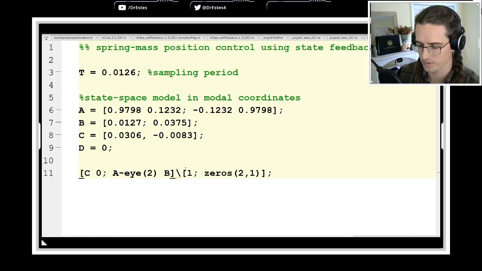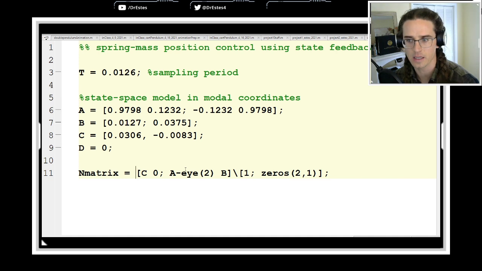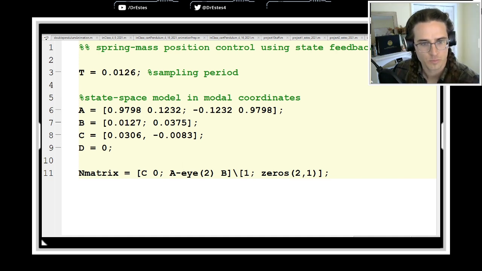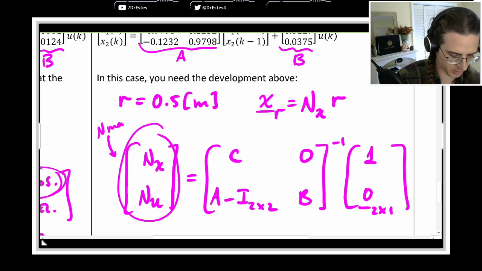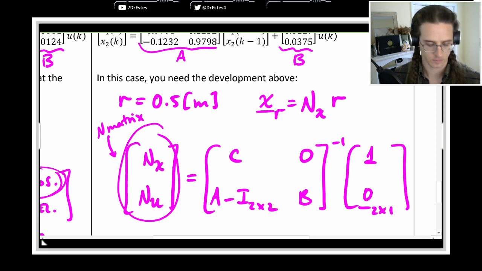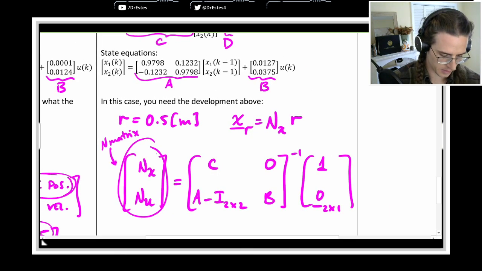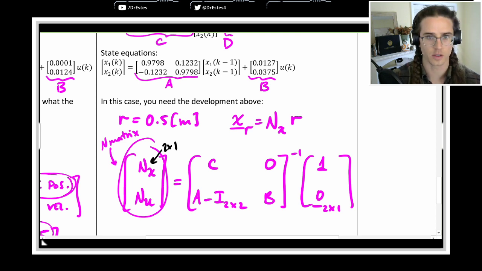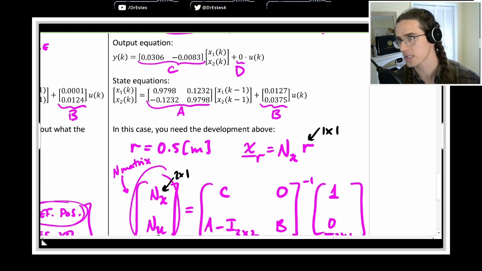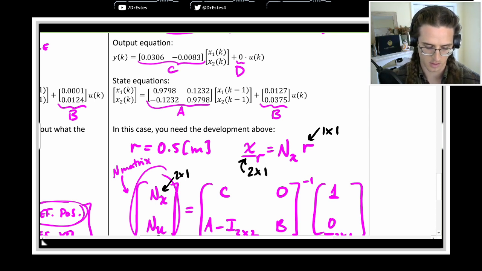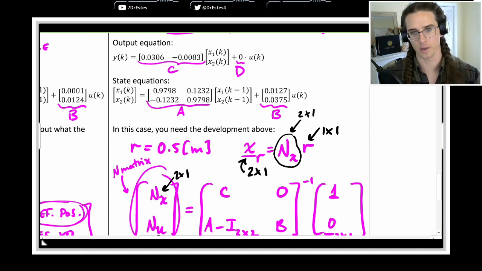And I'll call this result the N matrix, because it contains NX and NU. In my code, I'm calling this the N matrix. This is going to be 2 by 1. This is going to be 1 by 1. You can kind of tell from over here what the dimensions would be, because the reference signal is 1 by 1. My reference states are going to be the same dimension as my states. So I have two states. So to make the dimensions all consistent here, this would have to be 2 by 1. You take a 2 by 1 by a 1 by 1, you get a 2 by 1.